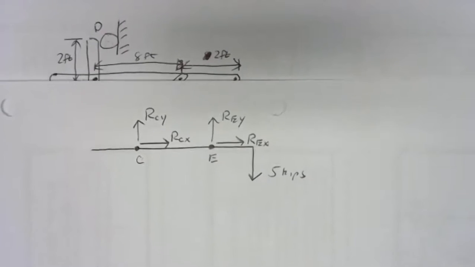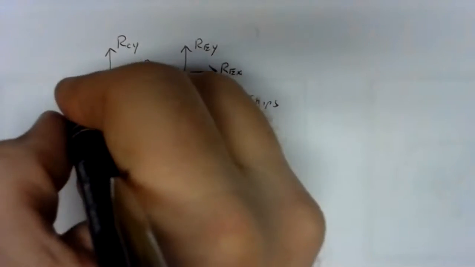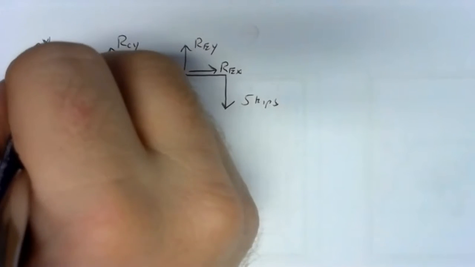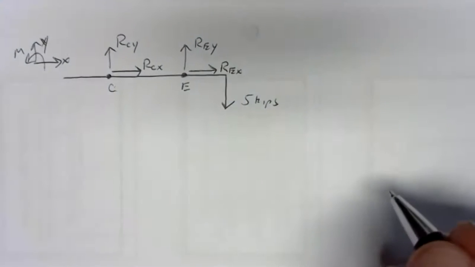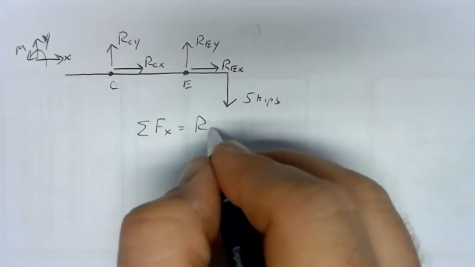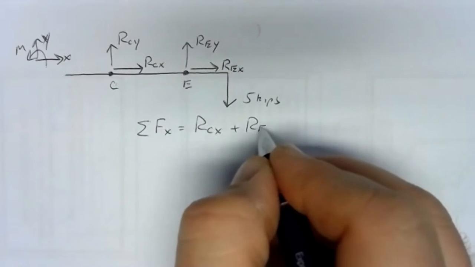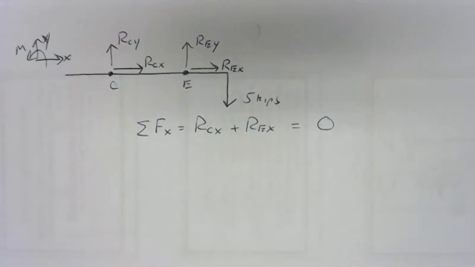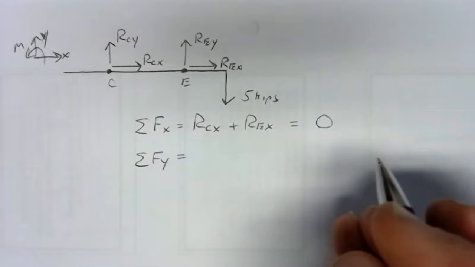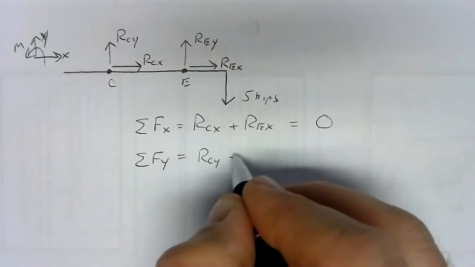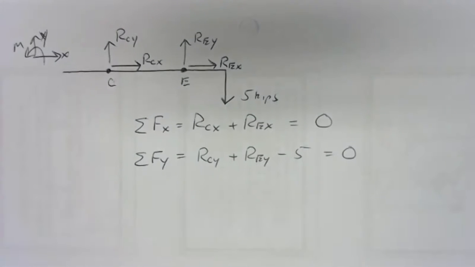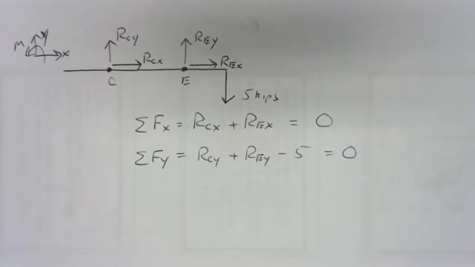Well, this is a non-concurrent force system, so I can use the same equilibrium. Sum of forces in the x and y direction are 0, and sum of moments about a point, 0. So in the x direction, I have a positive RCX and a positive REX and nothing else. So that sum is going to be 0. Sum of forces in the y direction, I've got a positive RCY, a positive REY, minus 5. So nothing's looking good so far. I can't get any numbers so far.